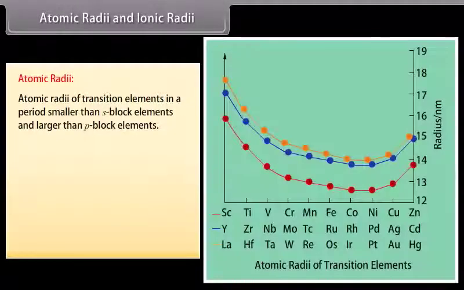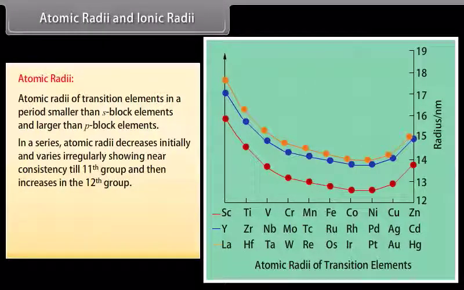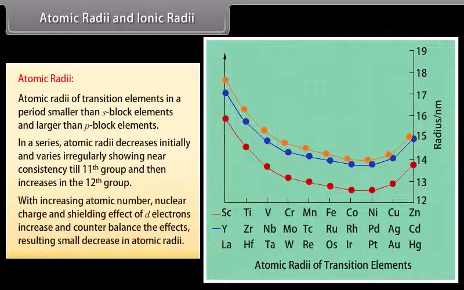Atomic radii and ionic radii. Atomic radii. Atomic radii of transition elements in a period are smaller than S block elements and larger than P block elements. In a series, atomic radii decreases initially and varies irregularly, showing near consistency till 11th group and then increases in the 12th group. With increasing atomic number, nuclear charge and shielding effect of d electrons increase and counterbalance the effects, resulting in small decrease in atomic radii.